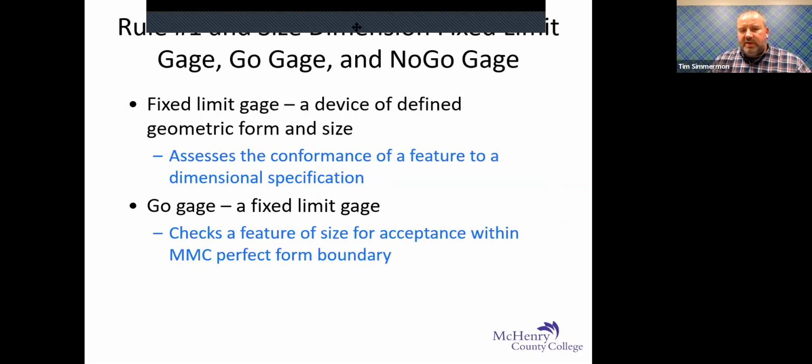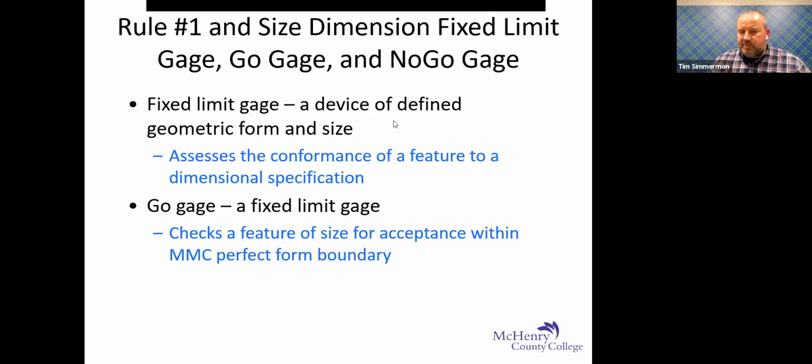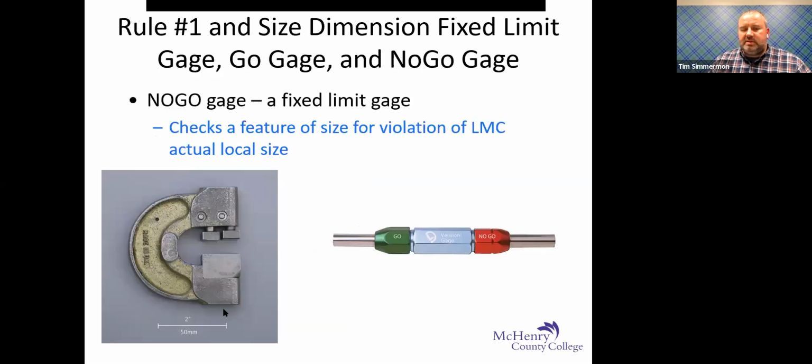For any of you that have actually worked in a manufacturing environment, you might have come across a go, no-go gauge. What a go, no-go gauge looks like is something like this, right? What we can do is check the feature size for violation of certain limits. So in this case, it's a pin gauge.